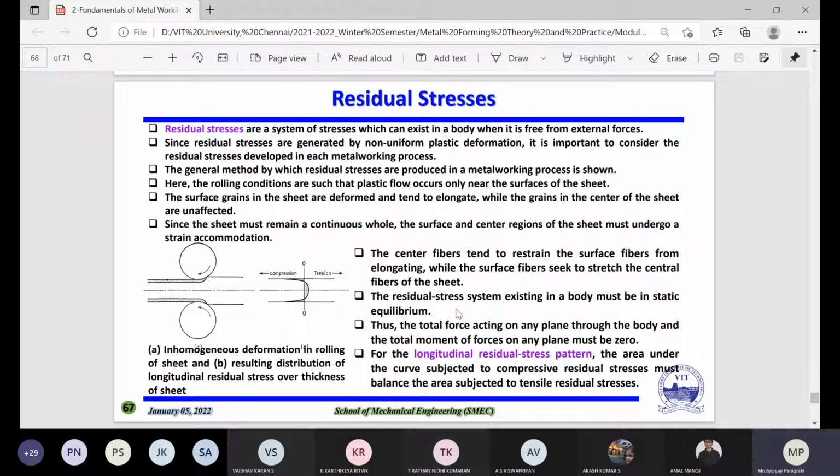I mentioned here that the residual stress system existing in a body must be in static equilibrium. Otherwise, it cannot be balanced. It will be imbalanced.